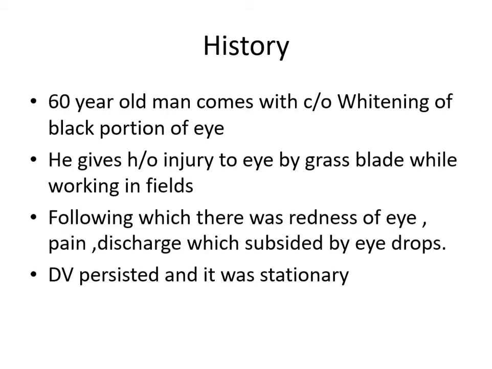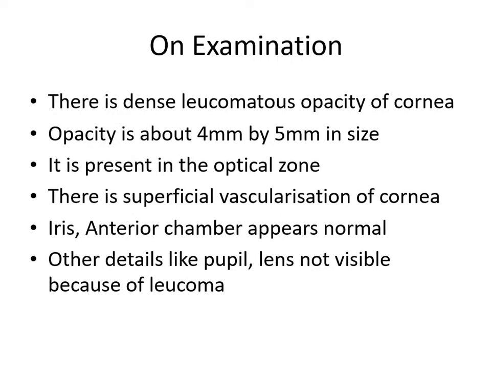A 60-year-old man comes with the complaint of whitening of the black portion of the eye. He gives a history of injury to the eye by a grass blade while working in the fields, following which there was redness of the eye, pain, and discharge, which subsided with the eye drops prescribed by the doctor, but diminution of vision persisted and was stationary. This is the typical history given when the cornea is injured by a grass blade in an agricultural laborer.